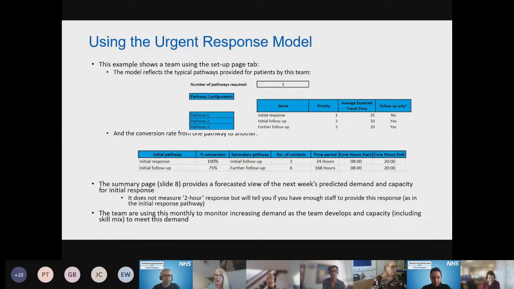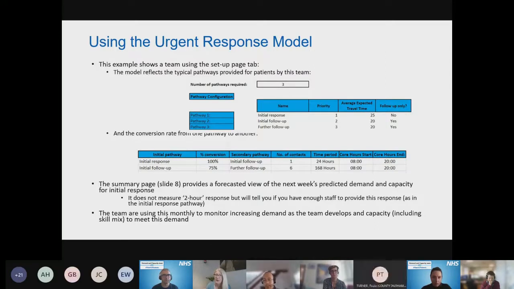This does require a little bit of sitting down as a team to talk through what it is that we do and what the pathways are for patients. So an initial conversation is really important before you do any modelling, because the model is only there as a tool to support the work that you're doing. This team had 3 pathways, and this model will take up to 10.